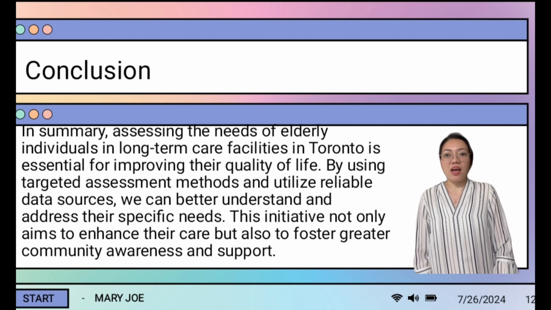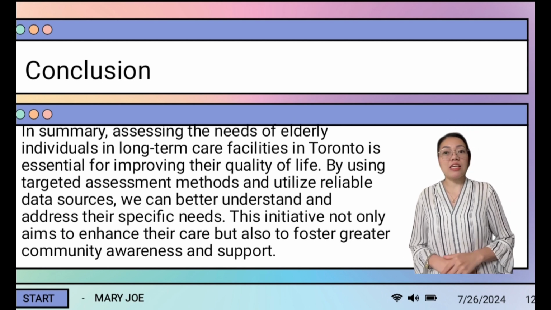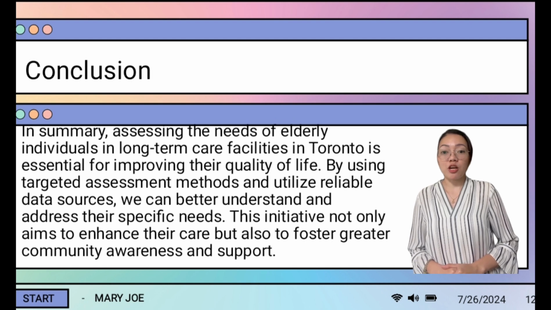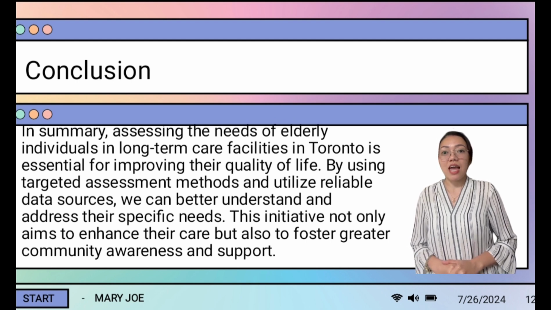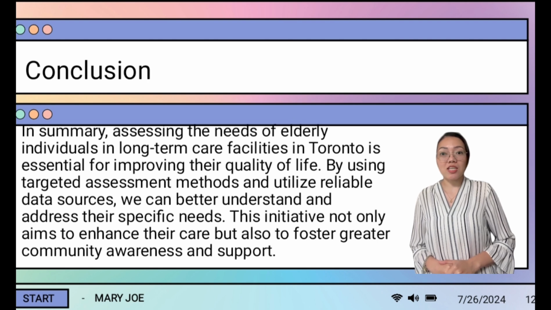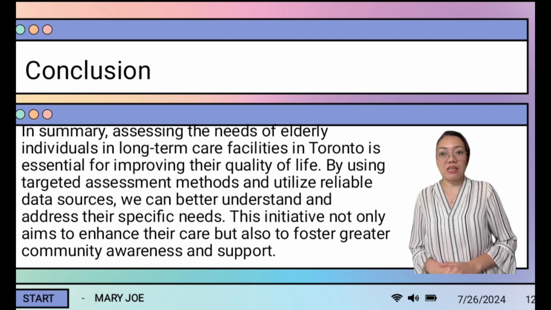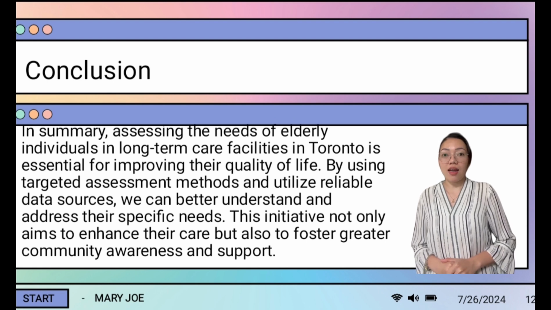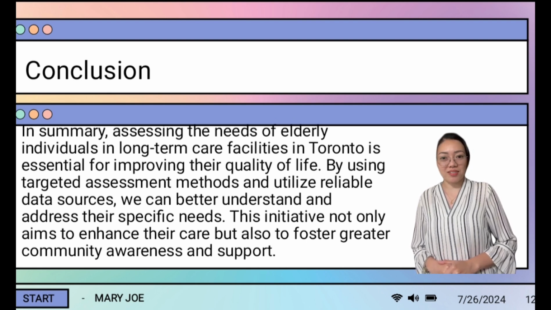In summary, assessing the needs of elderly individuals in long-term care facilities here in Toronto is essential for improving their quality of life. By using a population-focused assessment method and utilizing reliable data sources, we can better understand and address their specific needs. This initiative not only aims to enhance their care, but also foster greater community awareness and support.